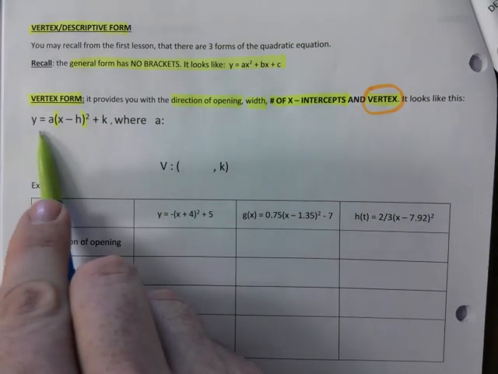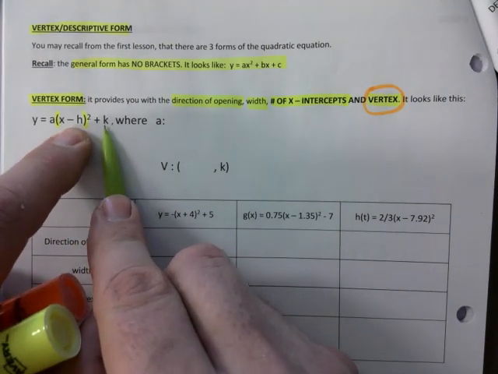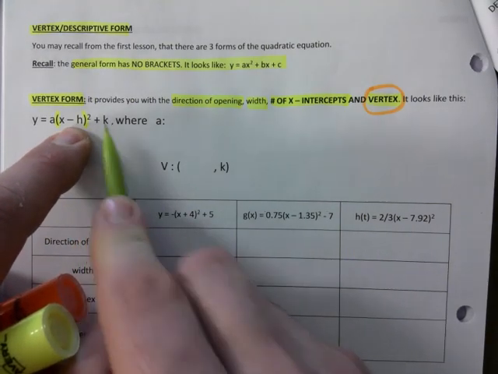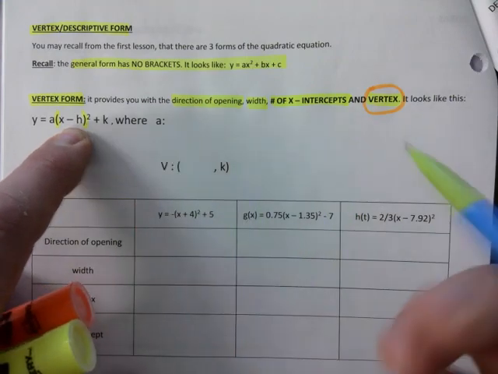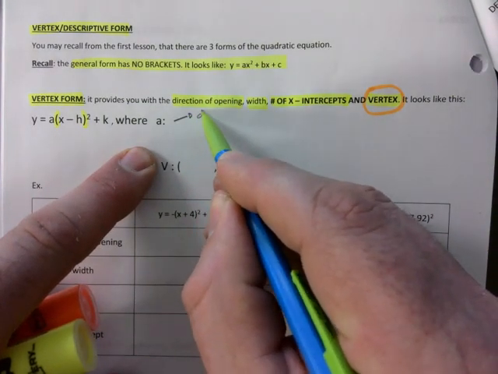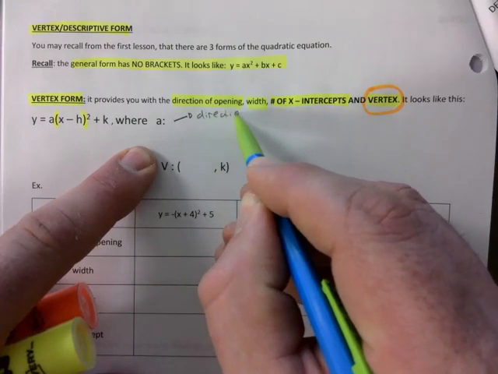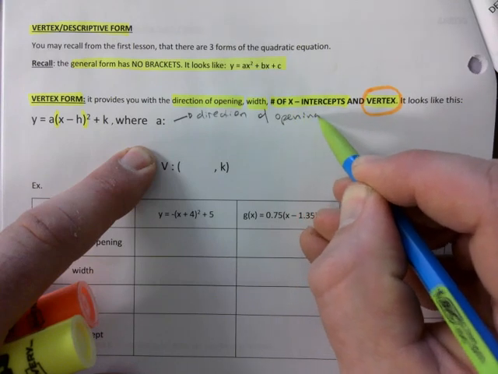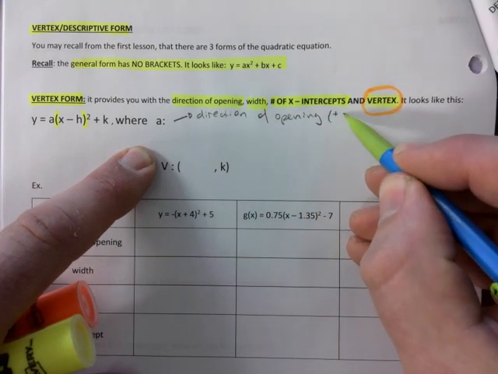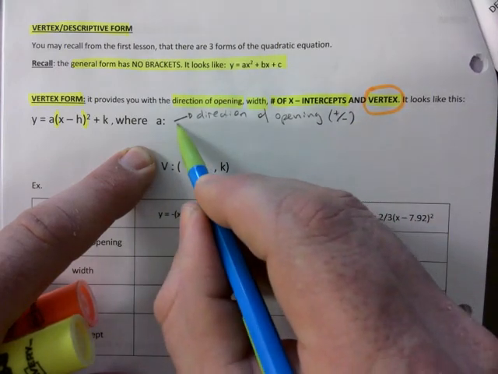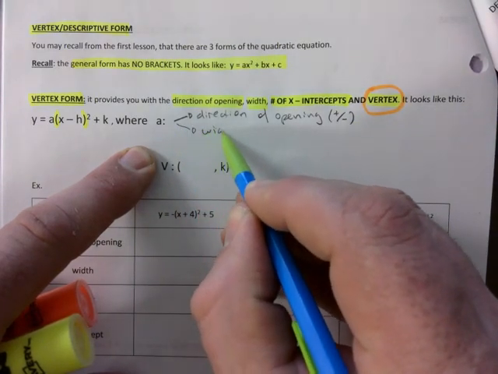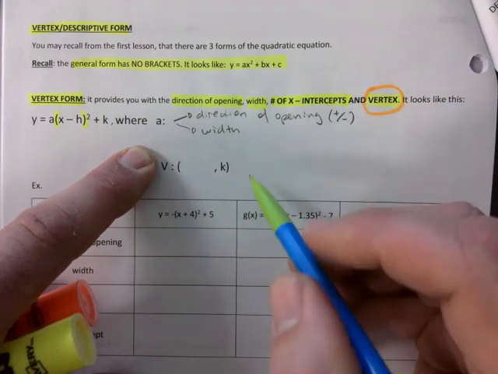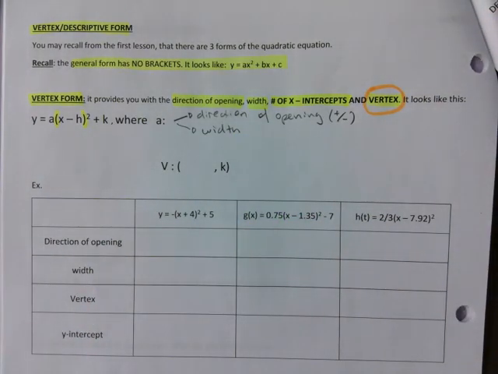So in general, it looks like this. Watch, it's H and K, right? Those are the letters we use, where A is telling us still the direction of opening, right? Is it positive or is it negative? And it's still going to tell us what the width is, okay? That doesn't change. Bigger than 1, narrow; between 0 and 1, it's wide.